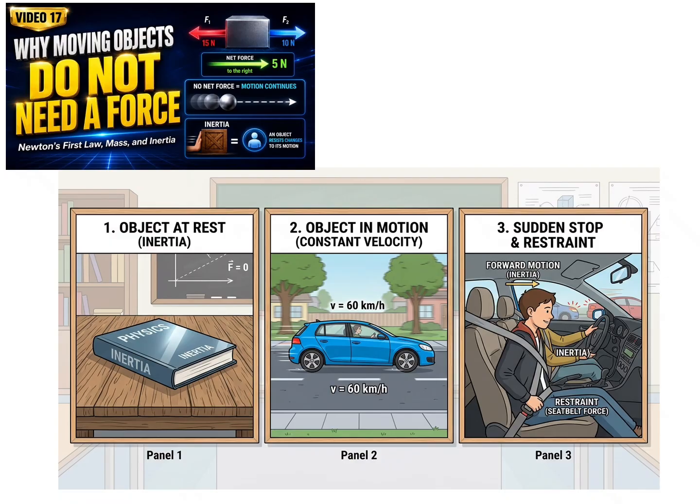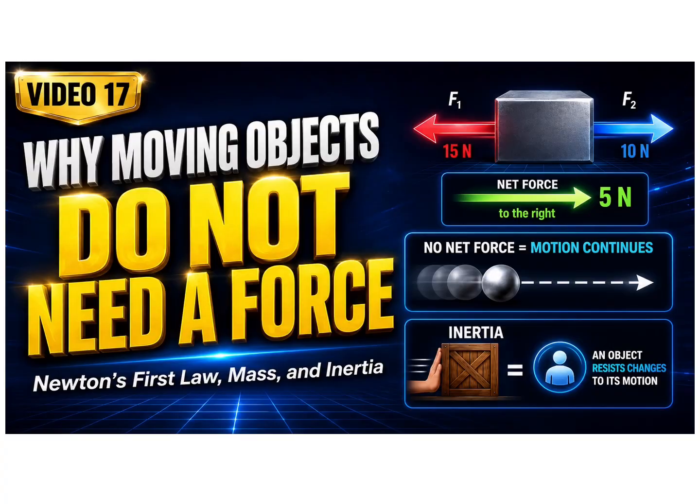The answer is force. And just as importantly, what happens when the forces on an object balance. In this video, we begin our study of Newtonian mechanics. We will examine what forces are, how forces are classified, why force must be treated as a vector, and how mass is connected to inertia. We will then use these ideas to understand Newton's first law of motion.